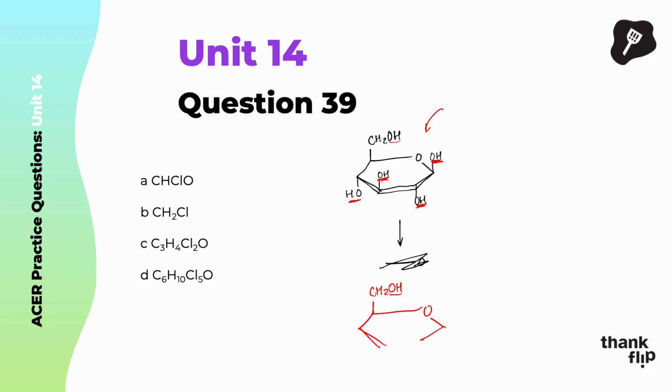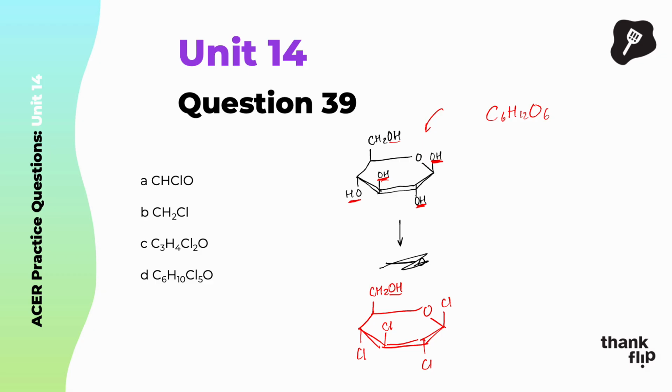But I'm just going to draw this out quickly. We have, this is now chlorine, this is now chlorine, this is now chlorine, and this is now chlorine, okay? And so we already know that the empirical formula is C6H12O6 for glucose because we've done it in the previous questions, but I'm just drawing it out for completeness.